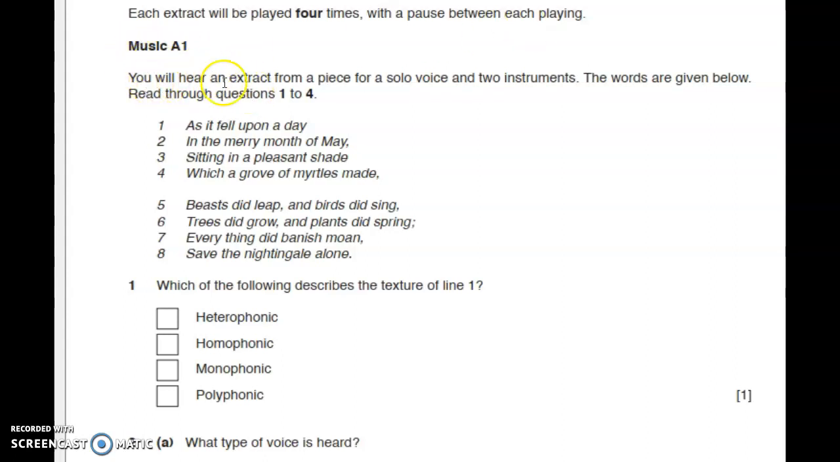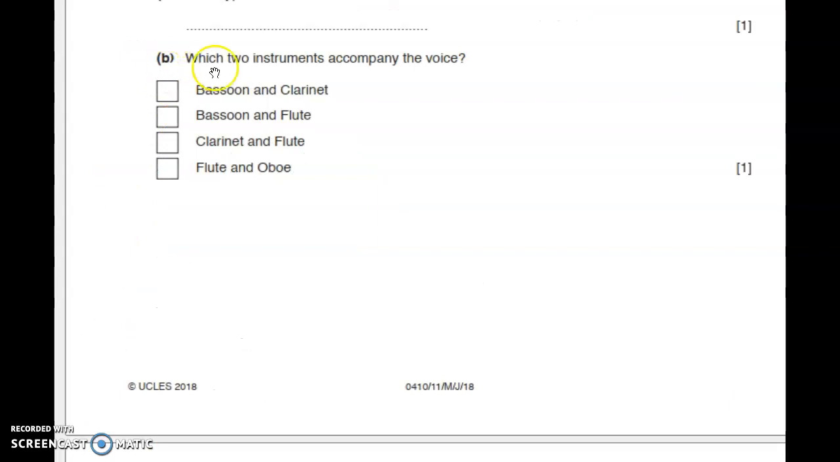Music A1. You will hear an extract from a piece for a solo voice and 2 instruments. The words are given below. Read through questions 1 to 4, and then they give you 8 lines of text. Now the first one: which of the following describes the texture of line 1? Heterophonic, homophonic, monophonic, polyphonic. Then number 2, what type of voice is heard? And 2b, which 2 instruments accompany the voice? Bassoon and clarinet, bassoon and flute, clarinet and flute, flute and oboe.